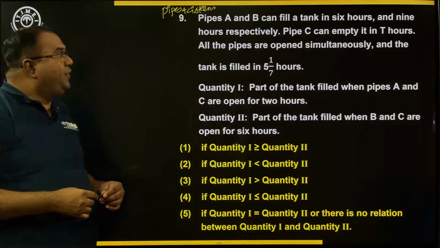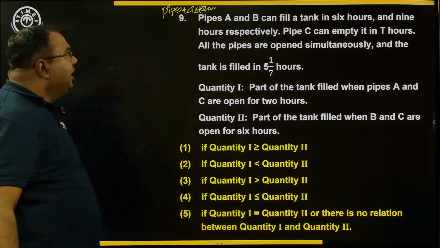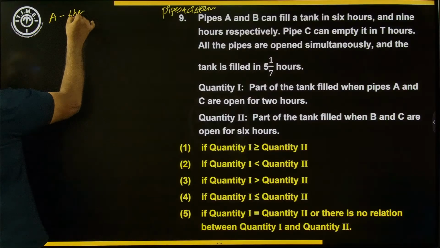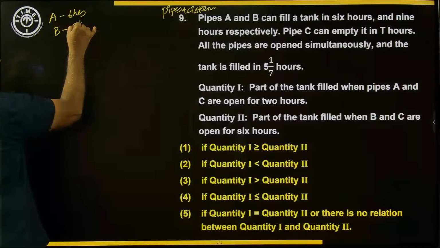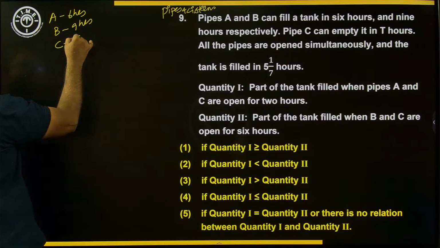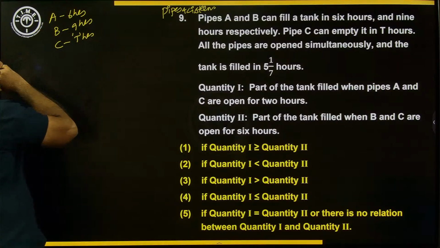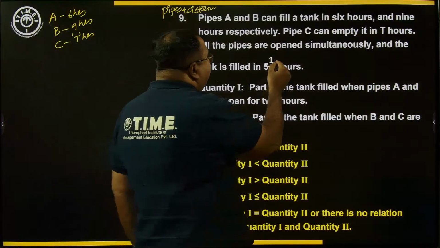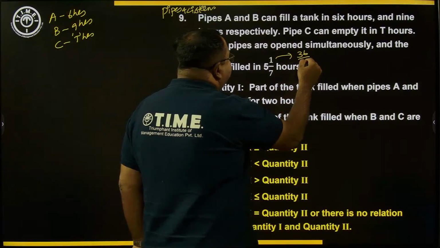Pipes A and B can fill a tank in 6 hours and 9 hours respectively. A takes 6 hours, B takes 9 hours. C can empty the tank in T hours. All pipes are opened simultaneously. If all the 3 pipes are open, it is filling in 36 by 7 hours.